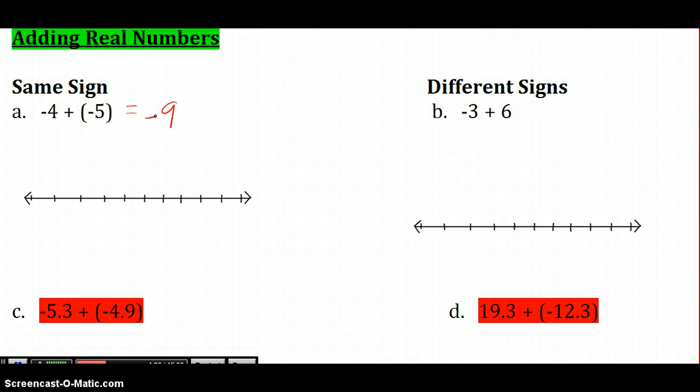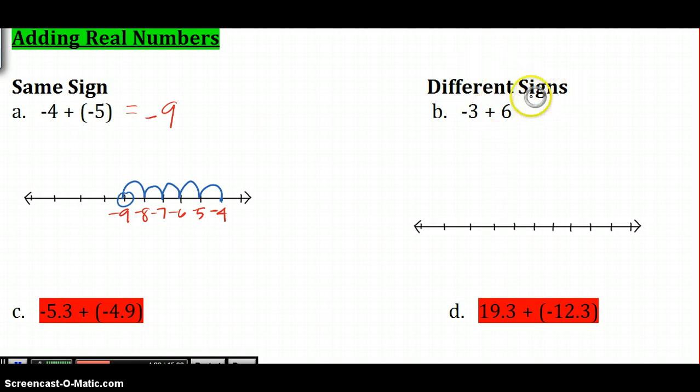If you have trouble with that rule, you can also always use a number line. If this is -4 on our number line, and we have to add 5 more negative, so we're going to go 5 more in the negative direction. We're at -4, go 5 more in the negative direction, 1, 2, 3, 4, 5, and we get -9. So you can always use the number line to help you.